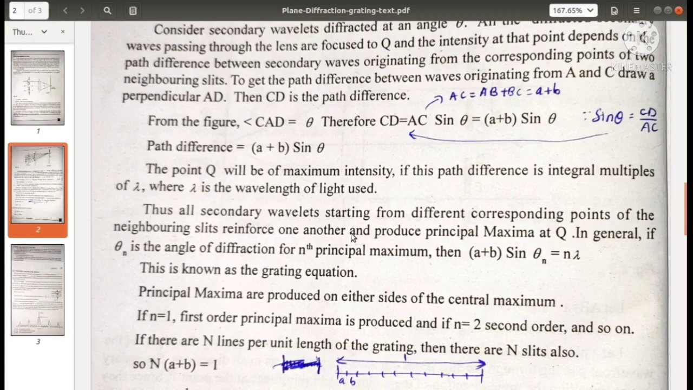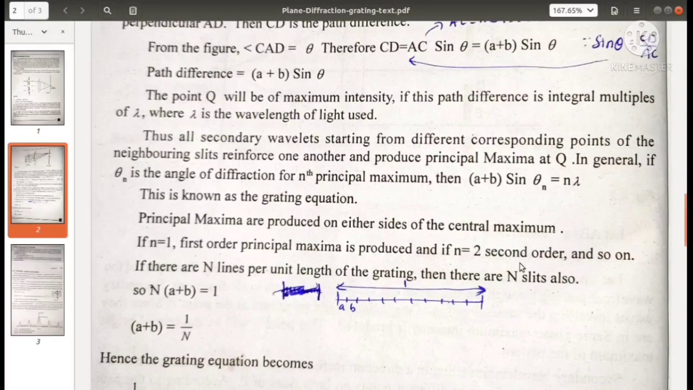Okay. Now thus all the secondary wavelets starting from different corresponding points of the neighboring slits reinforce one another and produce principal maxima at Q. By this condition, we can say that all the light reaching there will be of maximum intensity if it satisfies this condition. Then we can write in general (a plus b) sin theta is equal to n lambda for nth order diffraction. For n varying from 1, 2, 3, etc., we will get first order, second order, third order principal maxima.